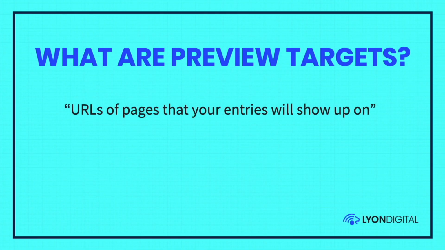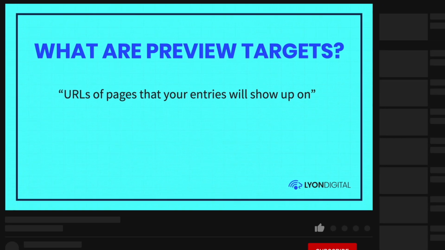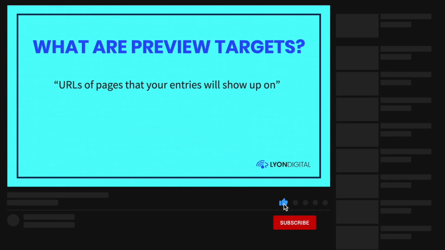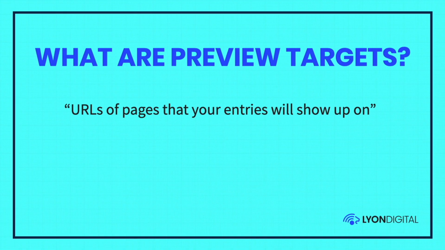So previewing in Craft CMS, what are preview targets? They are URLs of pages that your entries will show up on. Okay, why is that plural? If you're previewing something, normally you would just preview the specific page you're looking on. Preview targets are really cool in that they let you see that entry in multiple contexts.